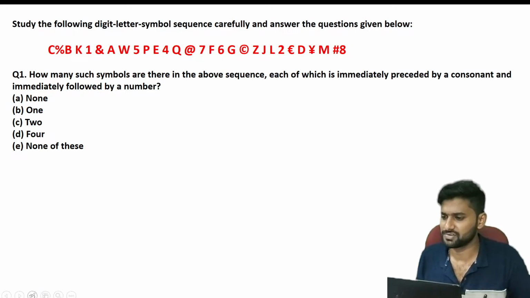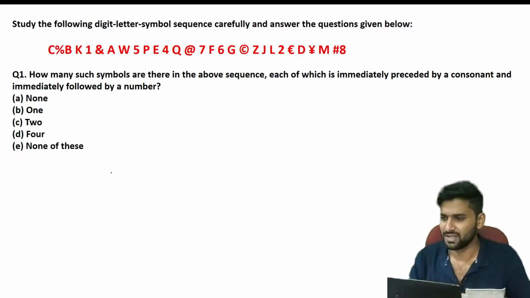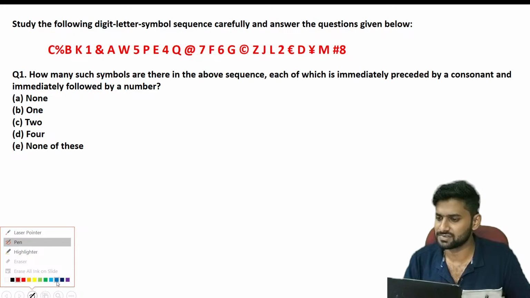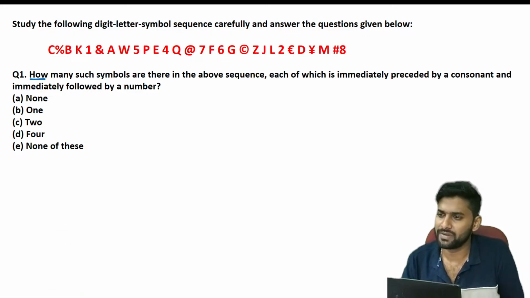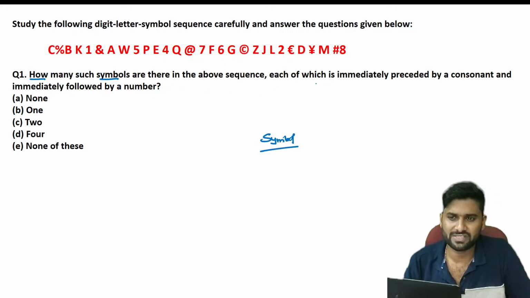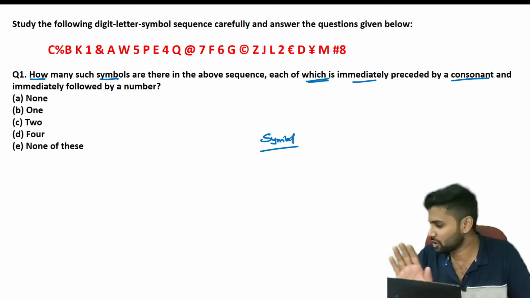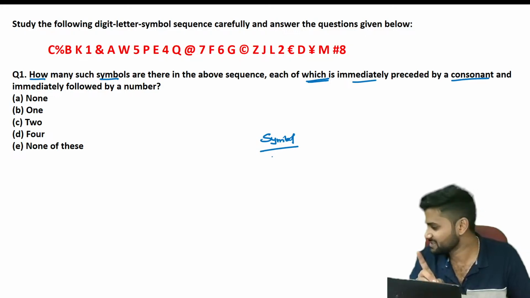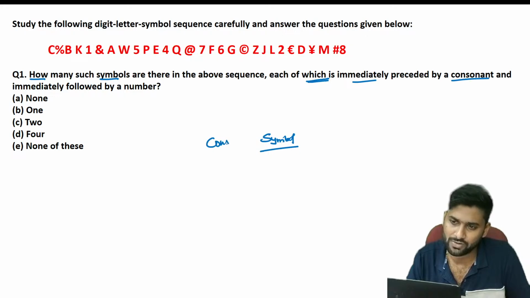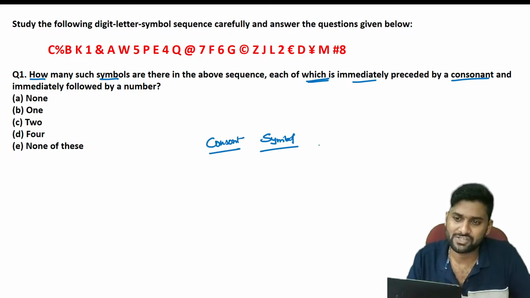See the information. They have given certain symbols, numbers and alphabets. Try to understand this information. You should identify how many such symbols there are in the above sequence. Each symbol is immediately preceded by a consonant. Remember, guys, the symbol is preceded by a consonant and immediately followed by a number.